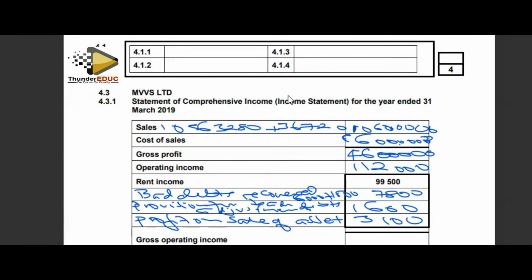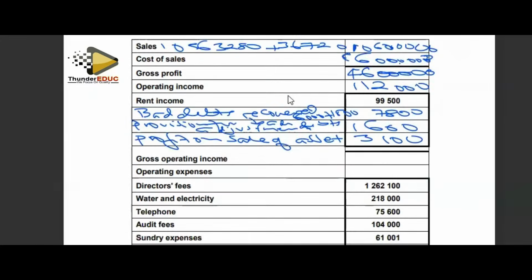So we add it to our gross profit, okay? So our gross profit is going to be, let's see here. Yes, so the gross profit, we are going to get that figure, this figure, plus this. So plus 4,600,000. Okay. This is giving me gross operating income of 44,712,000.